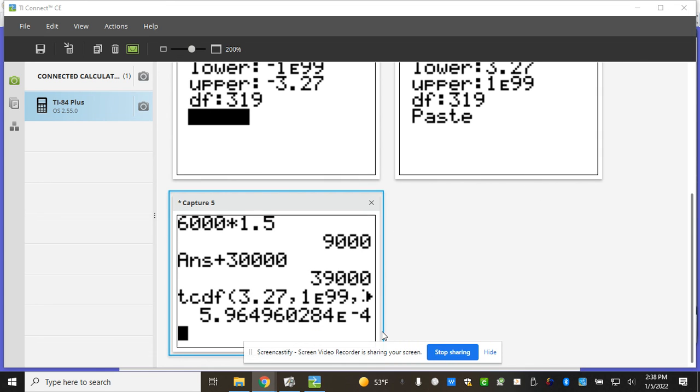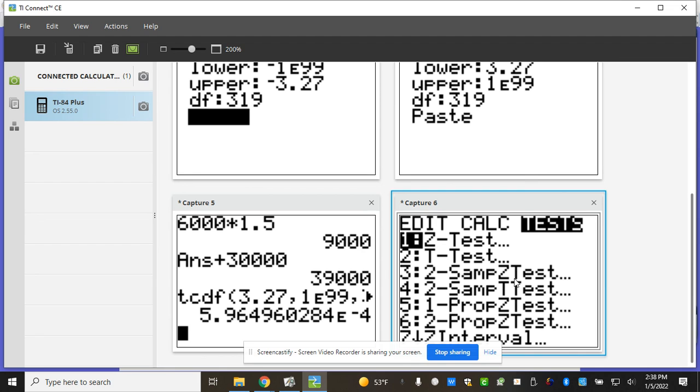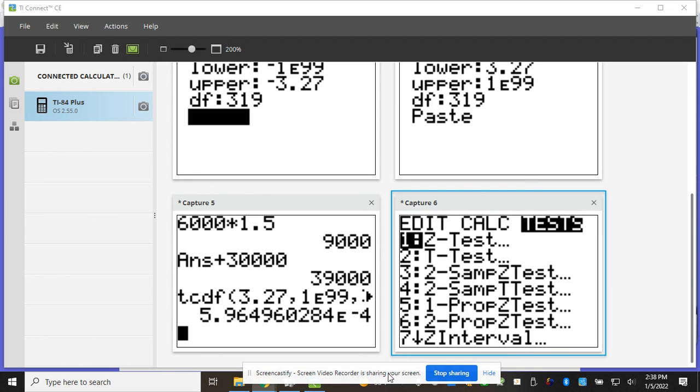All right, so where do I go to run a test in my calculator? Stat tests. So we get a screen that looks something like this. How many samples do I have? 2. Am I running a test or an interval? Test. So I have to decide between 3 and 4. It's 4 because I'm not given sigmas for both of them.